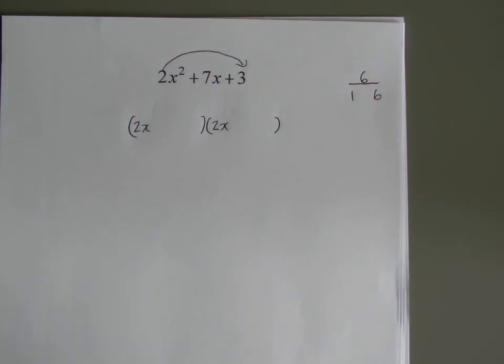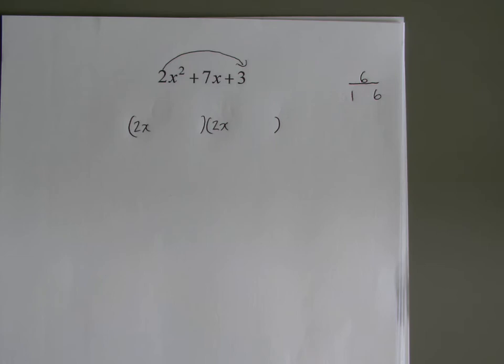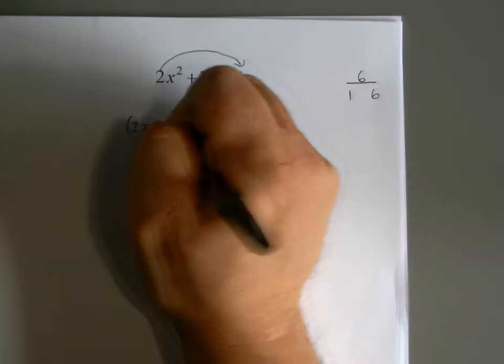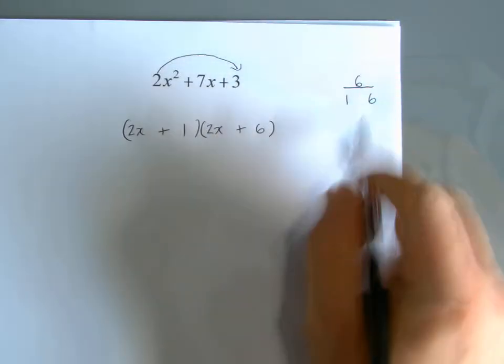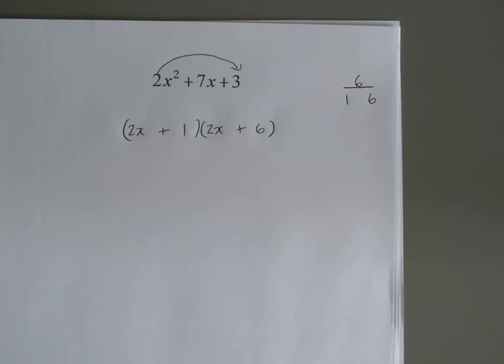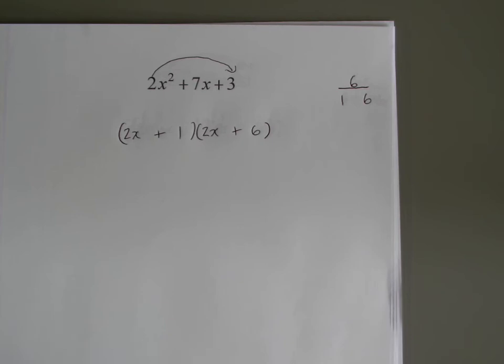So 1 and 6 would be the first pair to look at. And then you ask yourself the same question: can I get these to add up to give that number there? And of course we can, because 1 and 6 add up to give 7. So we'll put plus 1, plus 6. They will add up to give 7 and multiply to give 6. Now, we've got a problem, remember, because when you multiply these out, you get 4x squared, and I want 2x squared.